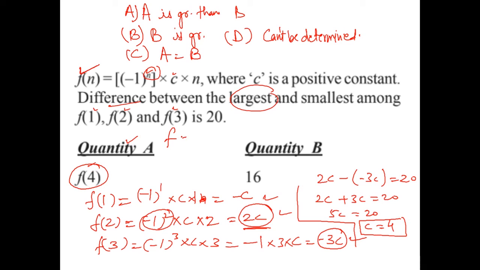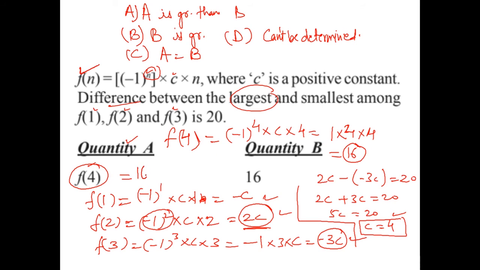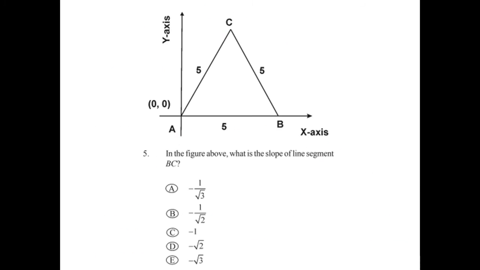So f4 would be equal to, in the same way as we found f1, f2, f3, minus 1 power 4 into c into 4. Minus 1 power 4 is 1, and c we've just calculated is 4, into 4. So 4 into 4 is 16. So f4 comes out to be 16, and the value in column A is 16, and the value in column B is also 16. So the answer would be both are equal. C is the right answer. Hope this is clear. Let's move on to the next question.